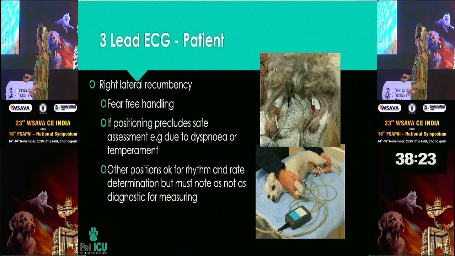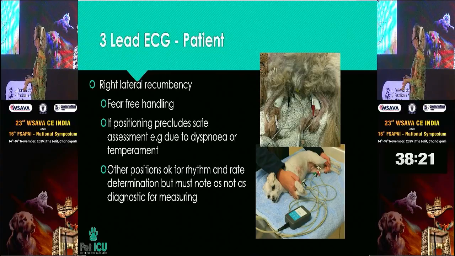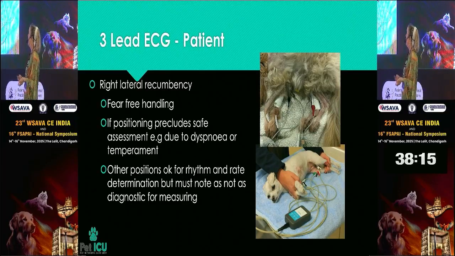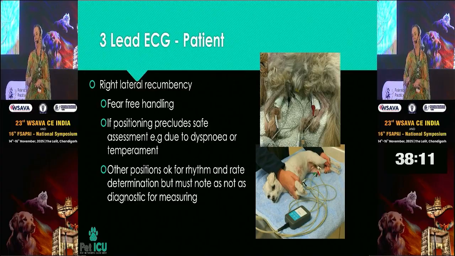They'll be in right lateral, and we want them calm. You know, we're not pinning them down for ECGs. And sometimes if they're dyspneic and they're struggling to breathe, we may not be able to have this happen. And just having them sit quietly, we can still assess the rhythm from that.